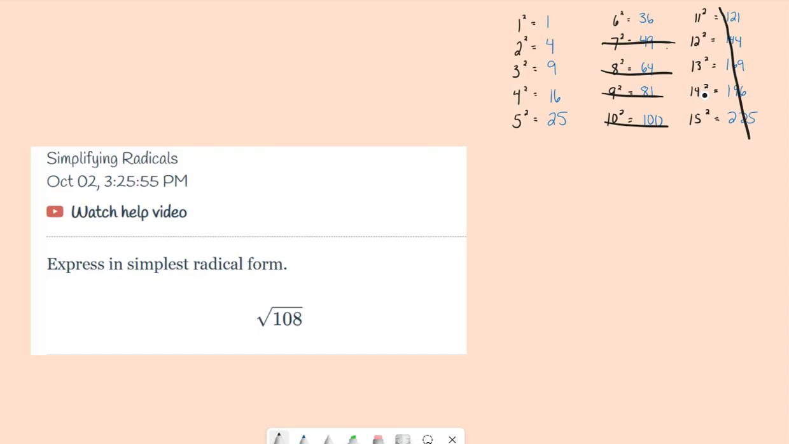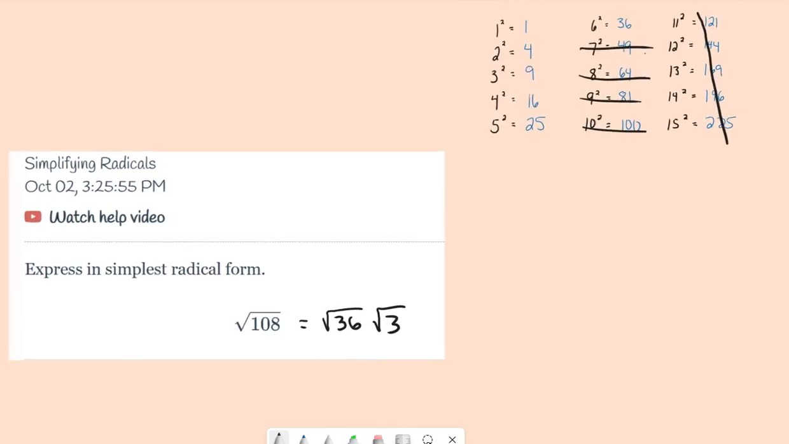36. Now, 36 does go in, so we could rewrite this. 36 goes in 3 times. So we could rewrite this as root 36 times root 3. Right, because 36 times 3 is 108. And now, since we know that the square root of 36 is 6, we could rewrite this as 6 times root 3. And that is the radical simplified, 6 times root 3.